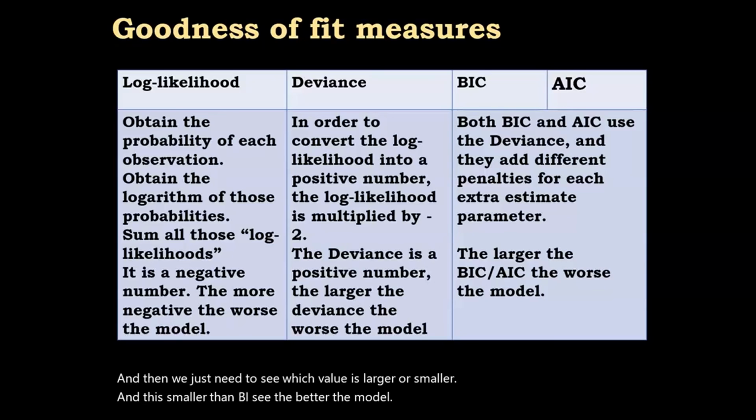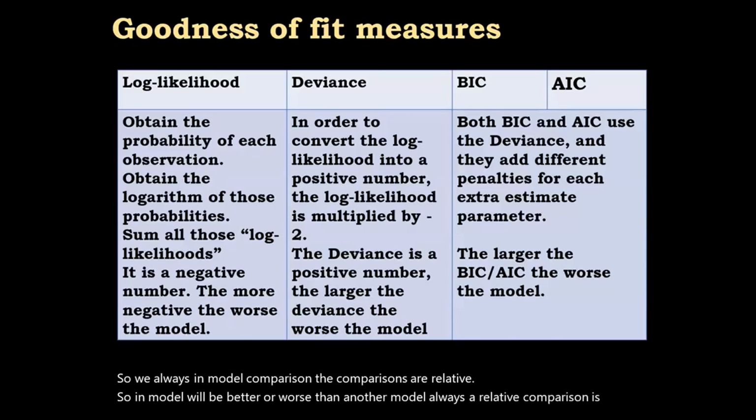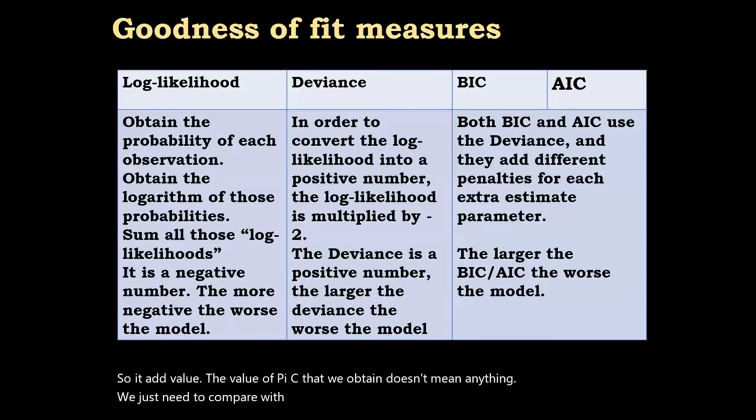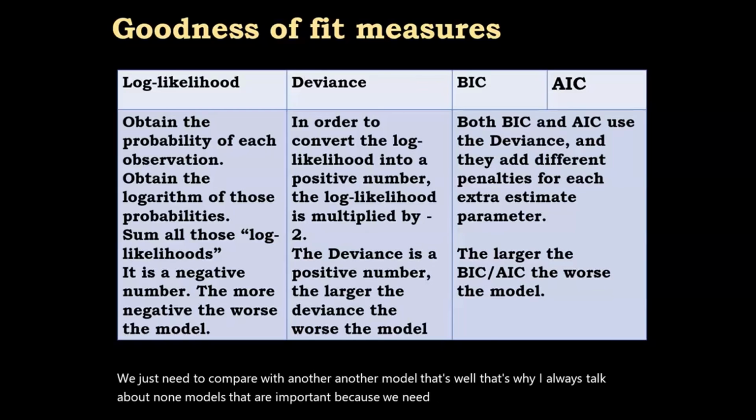So in model comparison, the comparisons are always relative. A model will be better or worse than another model. It's always a relative comparison. It's not an absolute measure. So the value of BIC that we obtain doesn't mean anything. We just need to compare with another model. That's why I always talk about null models being important, because we need to compare to those models to determine whether our model is good or not.